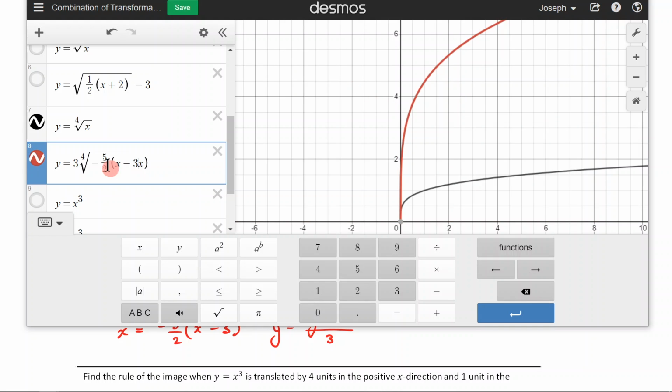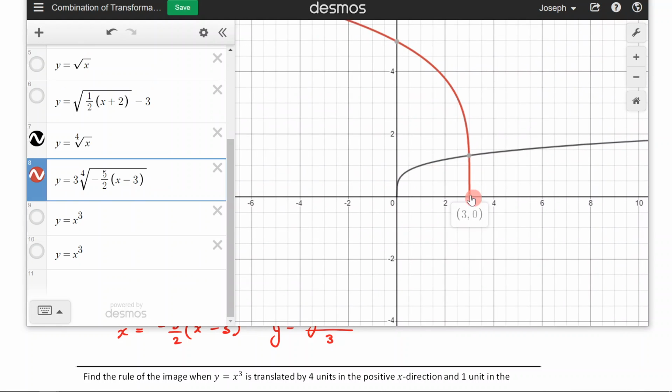Whoops, sorry. Let's try that again. So I'm going to replace this x with x minus 3, and it should move 3 units in the positive x direction. It did. So as you can see there, that is now 3.